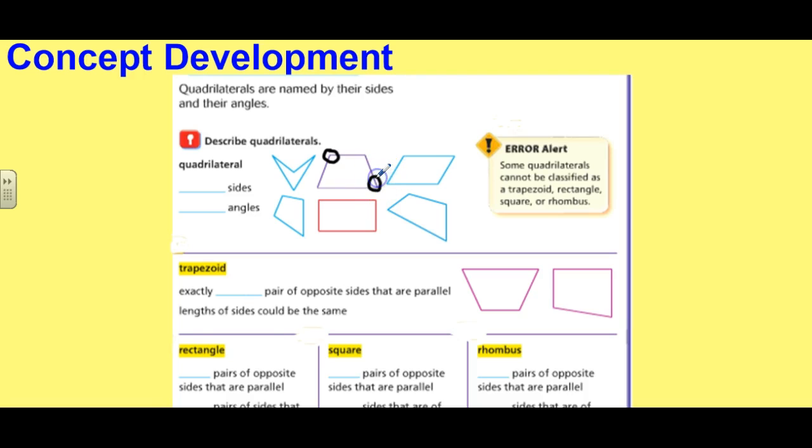There. Okay. So when you have a quadrilateral, you see that they're going to have 4 sides. So you're going to write that on your paper in your binder. And then they all have 4 angles.